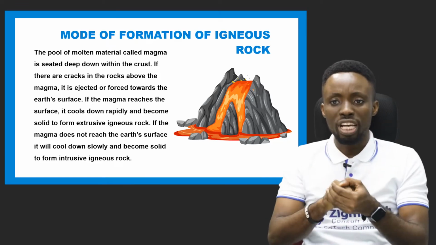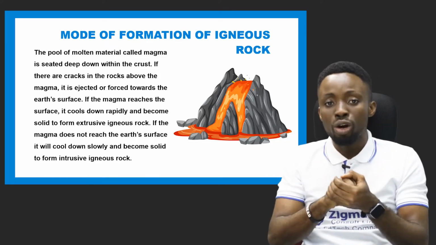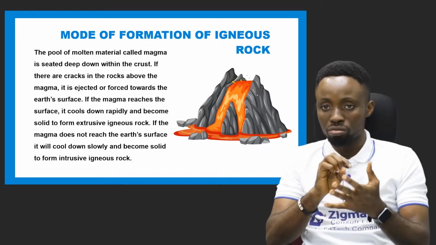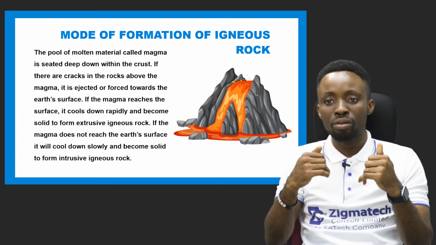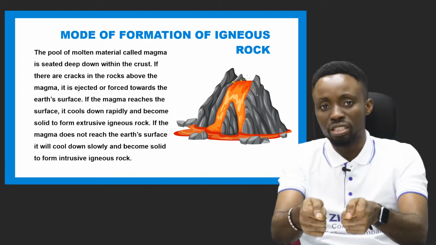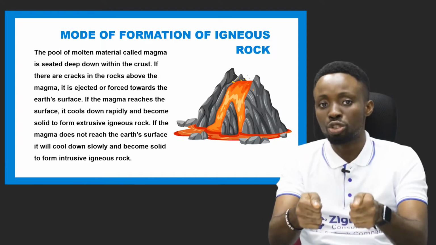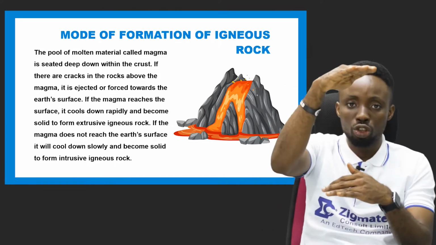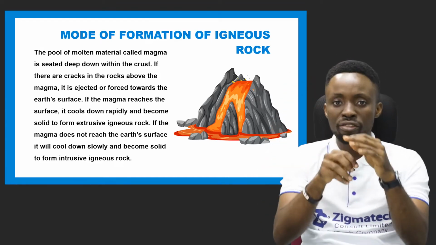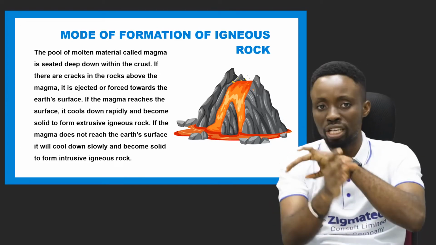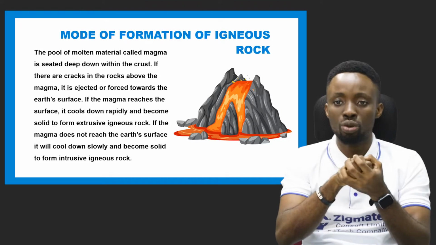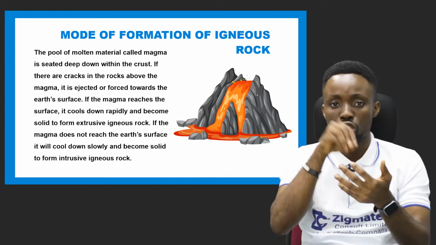So when such happens, the magma will solidify. It is going to cool down rapidly or slowly, and the thing that is formed after such process is the what? The igneous rock. So if it gets to the top, it's extrusive. If the magma does not get to the top, it stops somewhere beneath the surface, we call that an intrusive igneous rock.